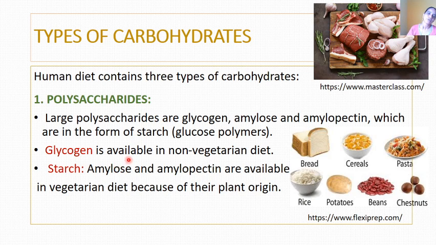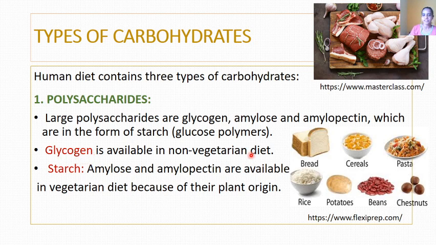So first let's see what are the different types of carbohydrates that are present in our daily diet. First one is, let's say, polysaccharides. Polysaccharides are nothing but poly means many, saccharides means sugars, so polysaccharides refers to many sugar units. It's a polymer of simple sugars. And basically we have two types of polysaccharides that are available in our food.